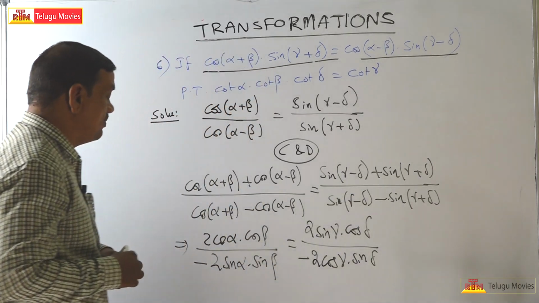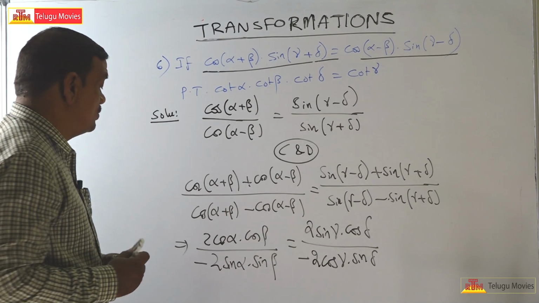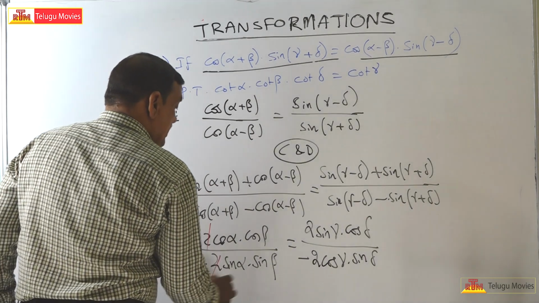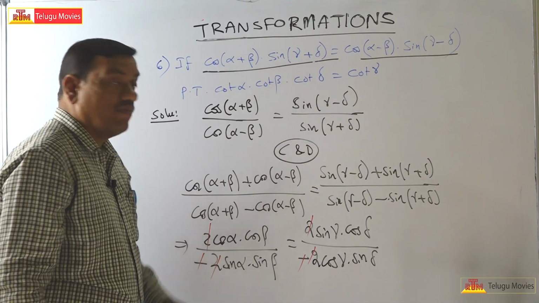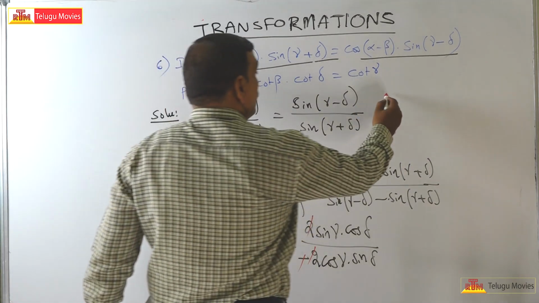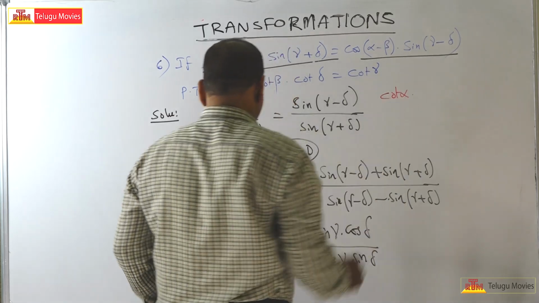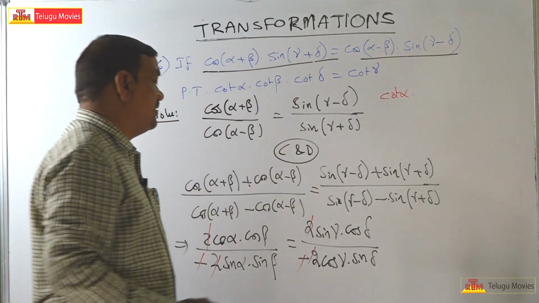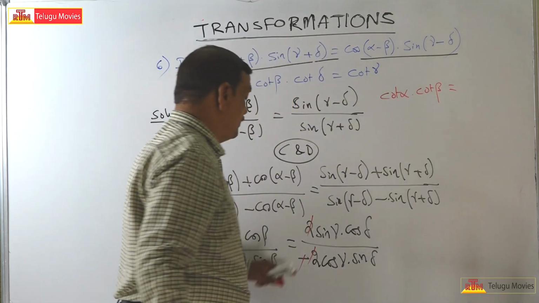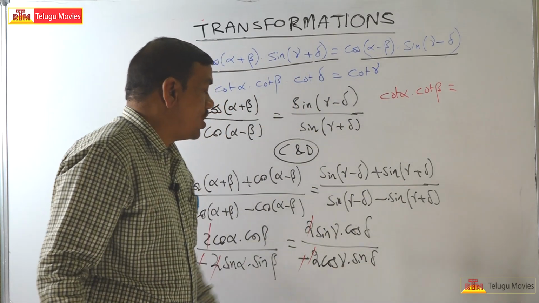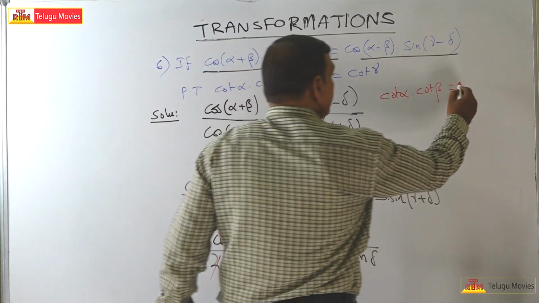See here, almost the problem is over. The first thing is 2 will get cancelled, minus also will get cancelled. cos α by sin α is cot α, cos β by sin β is cot β, and that is equal to sin by cos, tan γ.